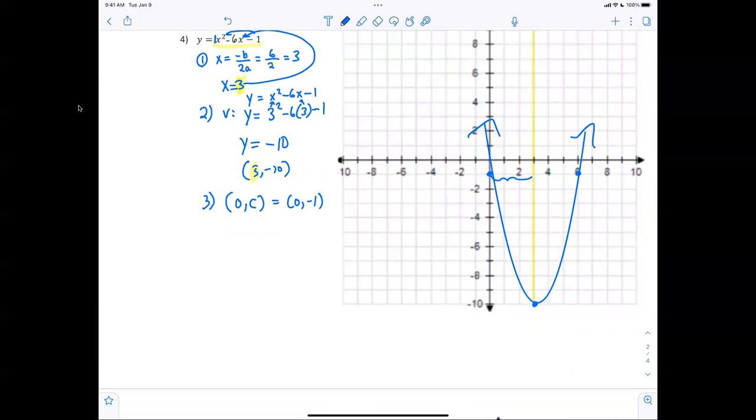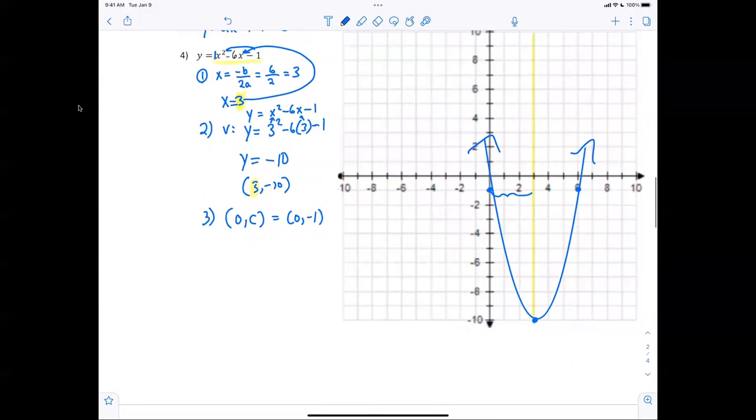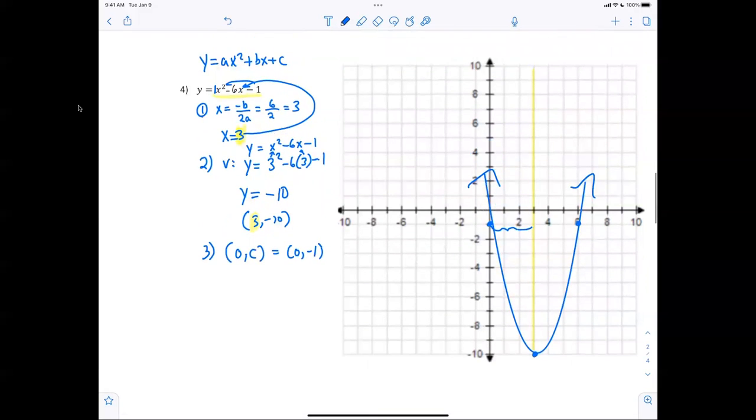Wait, how do you check your answer? Graph it and look at it and see if it's the same thing. Type in x squared minus 6x minus 1 under y equals, and then hit graph. You should be able to see it. If not, he's right, you hit zoom standard. Good? Okay.